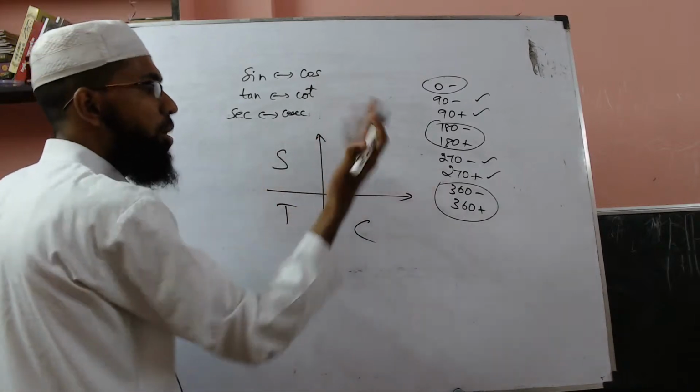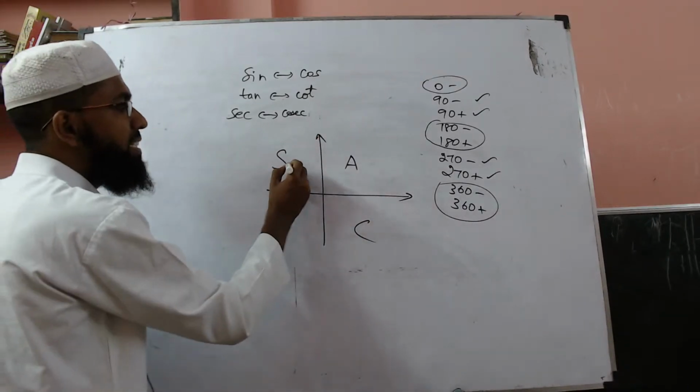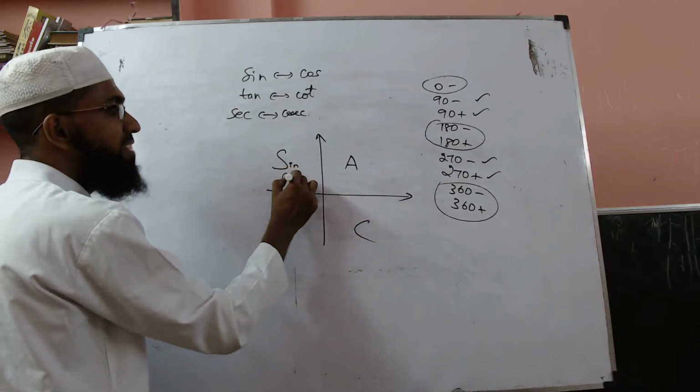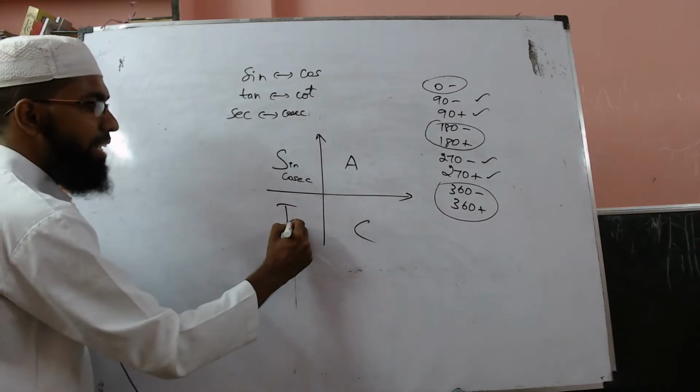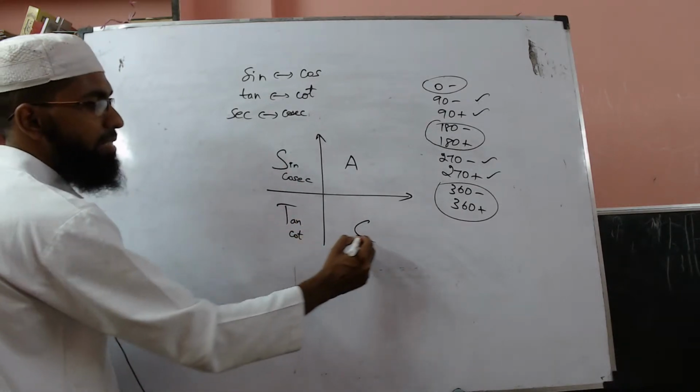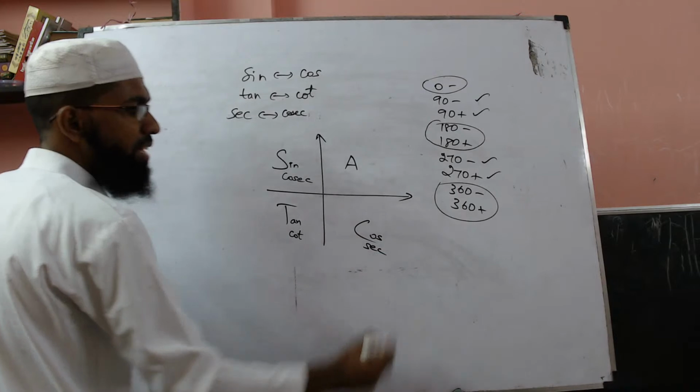All means all are positive in that quadrant. Silver means sine: S means sine and the reciprocal of sine, cosecant. Sine and cosecant are positive, remaining are negative. Tan and cot are positive, remaining are negative. Cos and secant are positive, the remaining are negative.